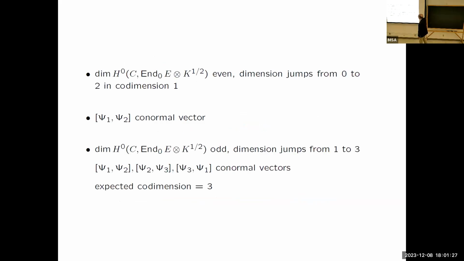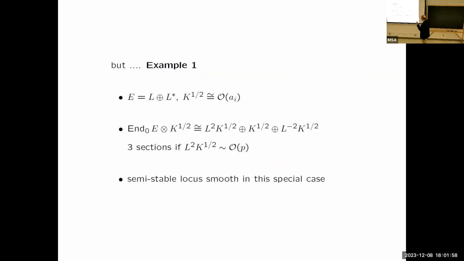Yeah. So this is now one of the problems. What I've said is that there's a jumping here. If it jumps from 0 to 2, codimension 1, then this is a codimension 1 conormal vector. Similarly, if this is odd, then it jumps from 1 to 3, and here you can take these brackets as well. As you might expect, the same argument says that these are 3 conormal vectors, which, if they're linearly independent, corresponds to the expected codimension. But it doesn't always happen.